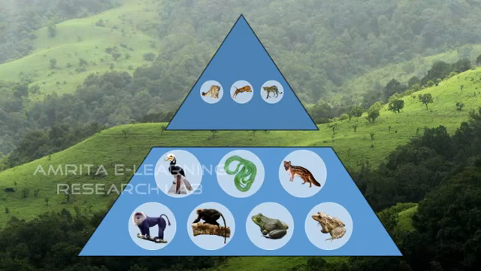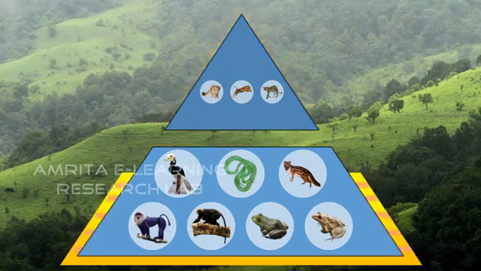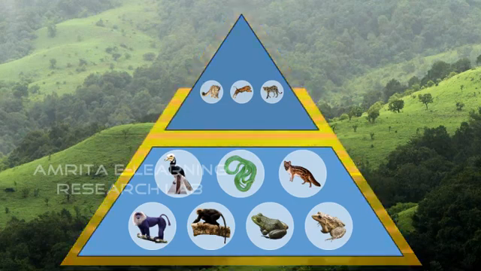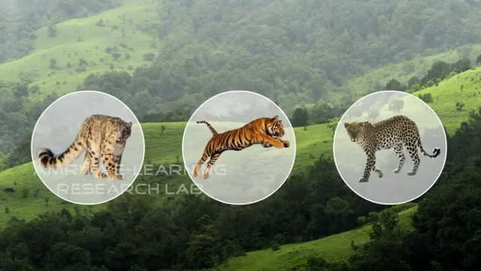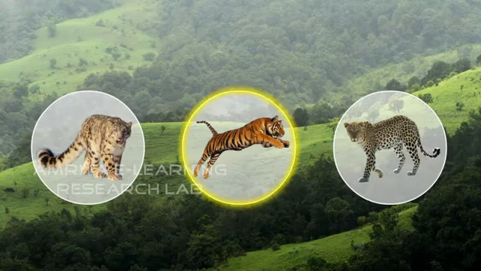Tertiary consumers include top-level carnivores. They occupy the top position in an ecological pyramid and receive the least amount of the sun's total energy in a food chain. They include many keystone species such as tigers, snow leopards, and leopards.